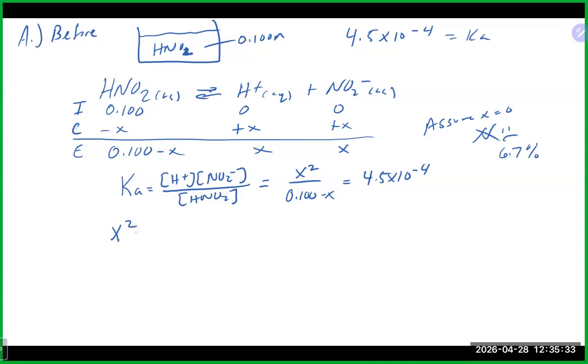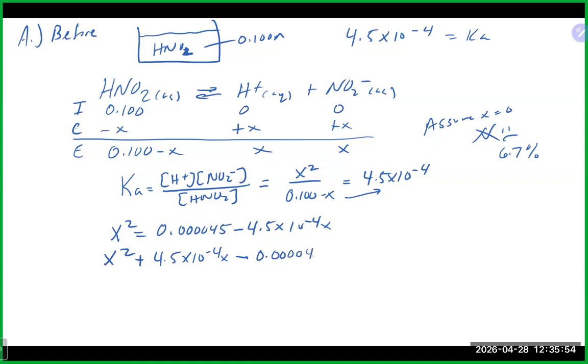So that's going to give us x squared, and I'm going to multiply this to the other side, 0.000045 minus 4.5 times 10 to the minus 4 x, bringing everybody to the same side: x squared plus 4.5 times 10 to the minus 4 x minus 0.000045 equals 0. Going into our quadratic here, that's going to be minus 4.5 times 10 to the minus 4 plus or minus the square root. If you do everything in the square root, I think you get 0.001802. And then if you square root it, I think you get 0.0134, I believe, is what we get there. That's going to all be divided by 2.